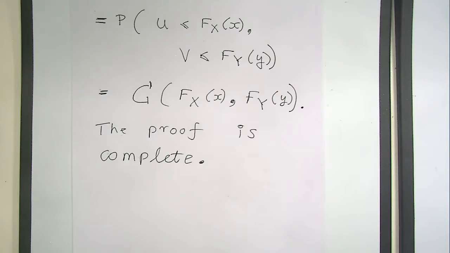So I go to the next step. What you have here in the top line is the joint CDF of two uniform random variables, and therefore it must be a copula, right? Because as I told you a minute ago, a copula is something defined on a unit square with uniform marginals, and that is exactly what you have here.